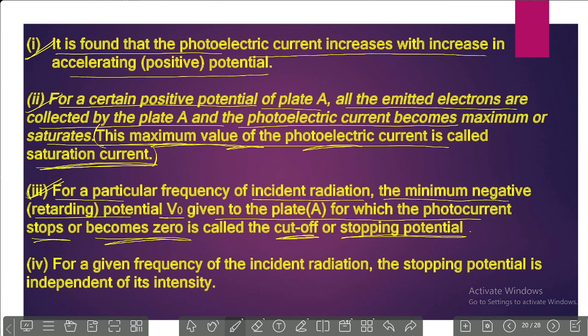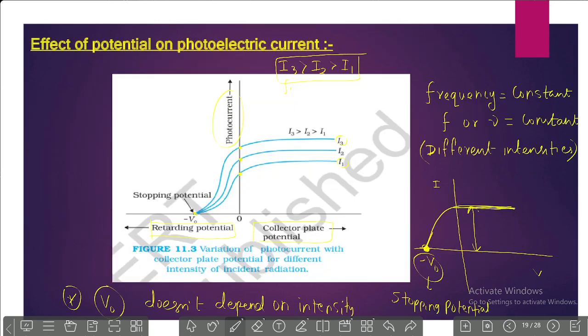So the definition will come here. You remember, this is important. For the stopping potential definition, remember what the stopping potential is: the minimum negative or retarding potential for which photocurrent becomes zero. Photoelectric effect will not happen. Are you getting it or not? So that potential is called the stopping potential. So remember the definition. In the third point, the definition of stopping potential is given. Already we discussed it in the graph. In the graph, where is the stopping potential coming? Here, this minus V naught written. That is called stopping potential. Sometimes Vs is also written.